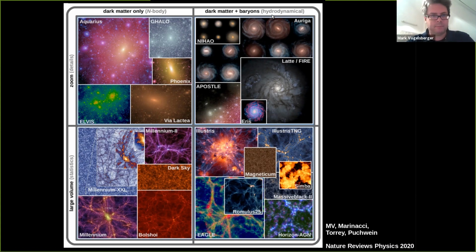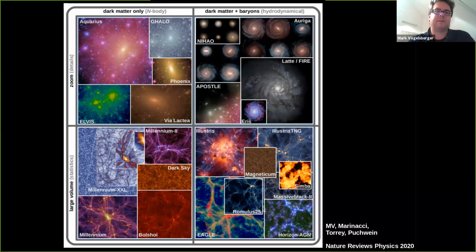So there was a time not too long ago where a lot of people still ran pure dark matter simulations. For example, the famous Millennium, Bolshoi, GHalo, Aquarius, and all these simulations that have been run dark matter only, pure n-body problems. A lot of these simulations were instrumental in establishing interesting results. For example, the NFW profile and other things were discovered in these n-body simulations.